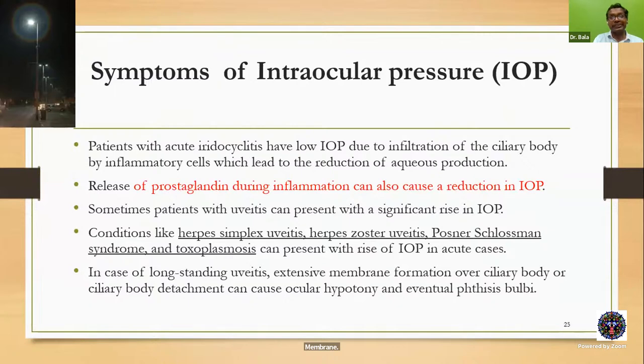As a uvea specialist, we also need to ask history relevant for glaucoma, because uveitis can indirectly cause a raised or a decreased IOP. For example, a typical condition of raised IOP will be a viral entity like herpes simplex, zoster, or Posner-Schlossman. Even toxo can cause trabeculitis and raised IOP. All these should come reflexively to the clinician, whether there is associated history pertaining to uveitis with raised IOP.